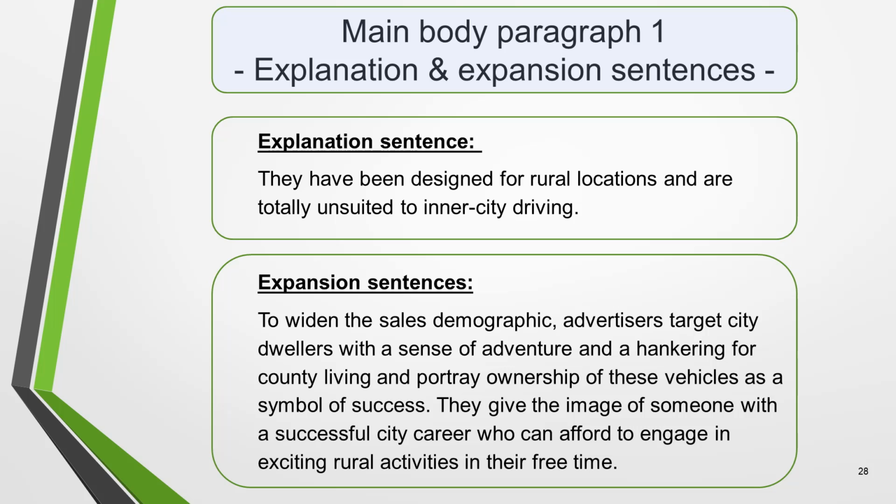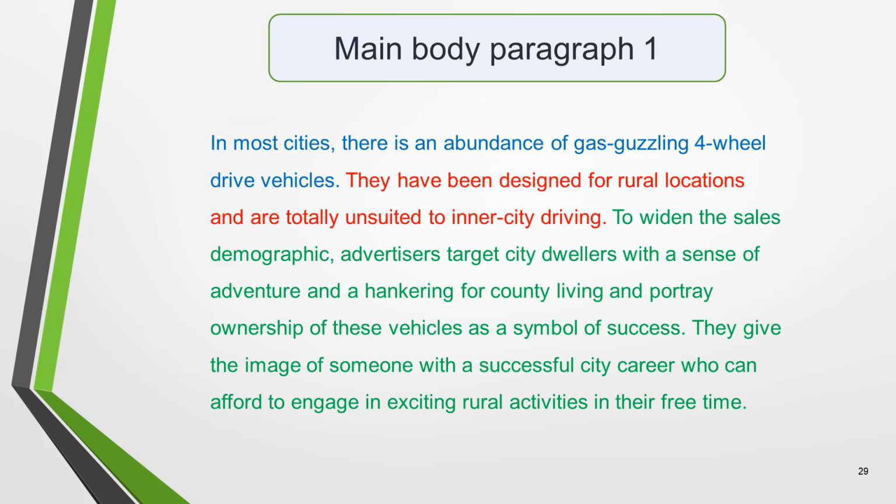My whole idea is an example, so I'm just going to expand on it in the rest of the paragraph. I've thought of additional points in the planning stage, so I have them ready to use. These are my expansion sentences. To widen the sales demographic, advertisers target city dwellers with a sense of adventure and a hankering for country living, and portray ownership of these vehicles as a symbol of success. They give the image of someone with a successful city career who can afford to engage in exciting rural activities in their free time. That's the 3 parts of our first main body paragraph complete.